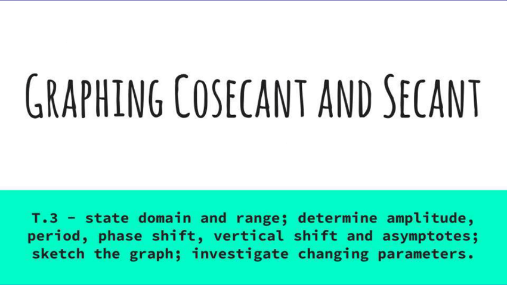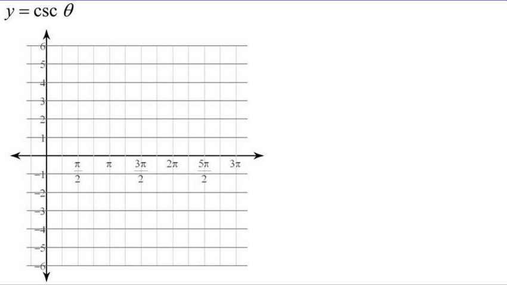This is the last lesson for graphing trig functions. We're going to be graphing cosecant and secant today. So the first thing that we want to talk about when we look at cosecant is remember what sine is. Remember that sine and cosecant go together because cosecant is the reciprocal of sine.